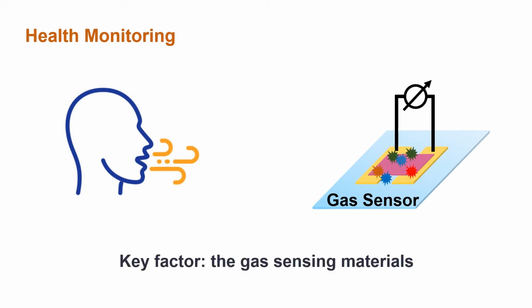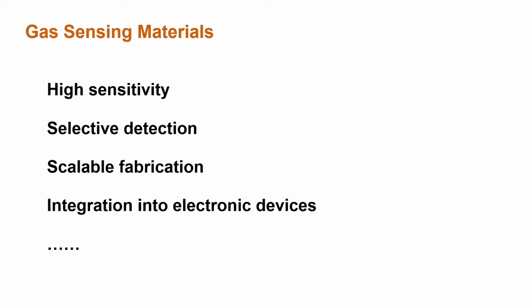The key factor to detect the volatile compounds is the sensing materials. They should have several properties, such as high sensitivity to allow us to detect low concentrations of gas. Selective detection allows us to identify a particular gas. To finally achieve their practical application, we should integrate them into electronic devices in a scalable and efficient way.